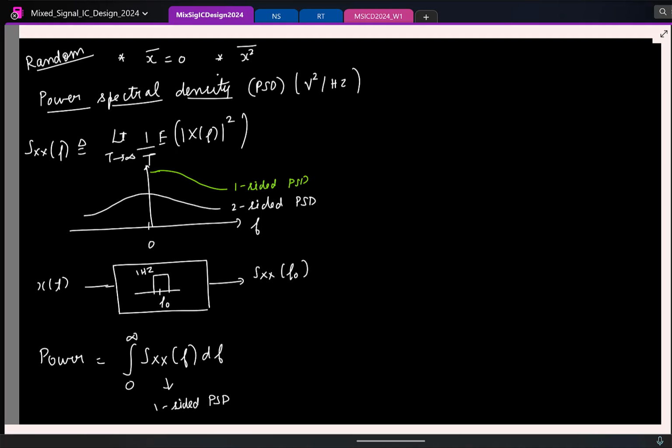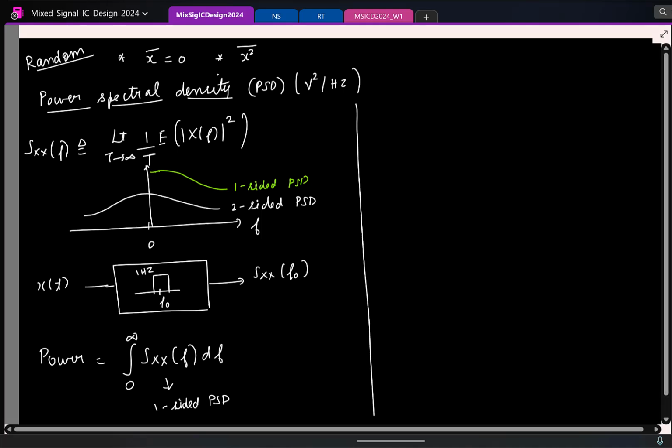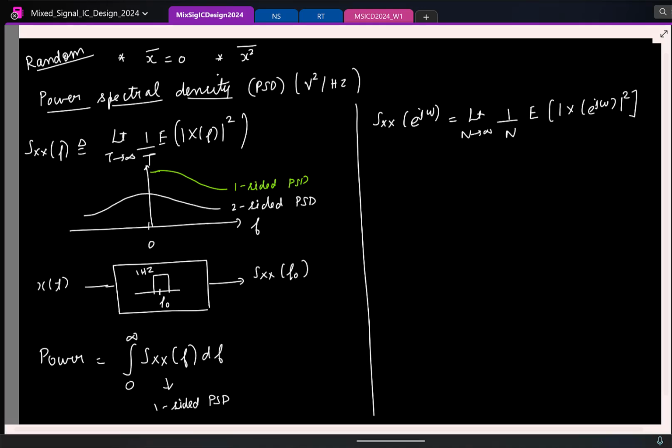So this much is enough for power spectral density, I think. So similarly, you can have the same thing in discrete time. That is just repetition. Here again, instead of time, it's 1 by N, where again N tends to infinity in theory. Expected value of discrete time Fourier transform square. The same thing I'm just rewriting, no big thing.